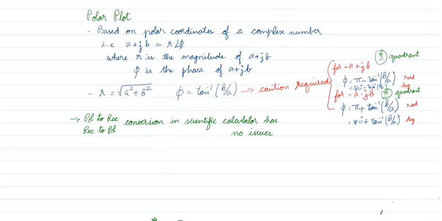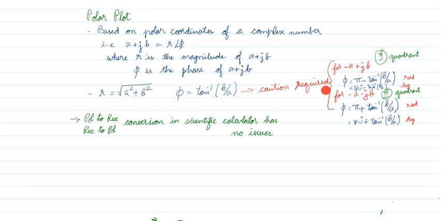Polar plot. Right? In polar plot, it is based on the polar coordinates of any complex number. If I take a complex number a plus jb, it can be represented in polar form as magnitude and phase angle phi. Magnitude is represented by r, phase angle by angle phi. What is the magnitude? It is the square root of real part square plus imaginary part square. What about the phase angle? It is tan inverse of b by a.